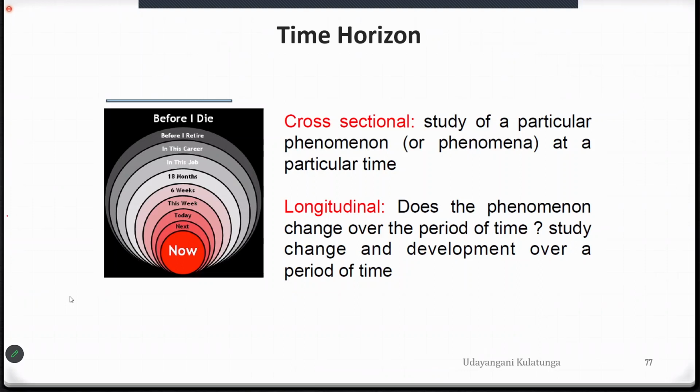Say, for example, my eating habits. What did I eat when I was a little kid, maybe a teenager, when I was 30, when I was 40, 50, 60, and when I'm going to be very old? So the eating habits will change over a period of time, and the study will be a longitudinal study.